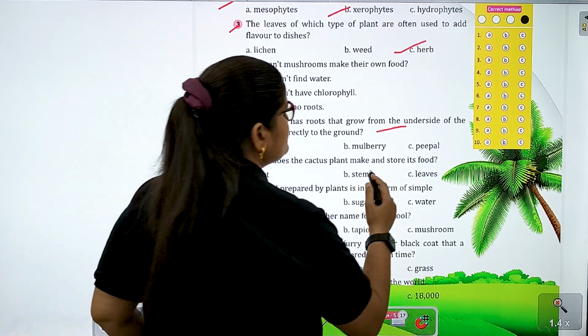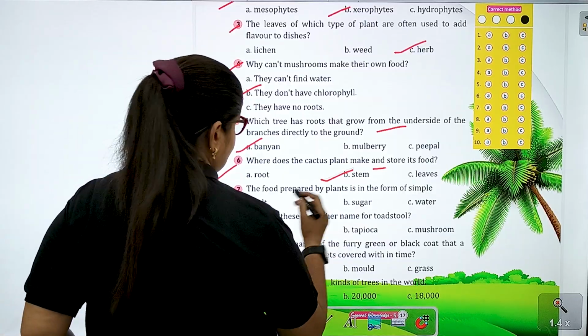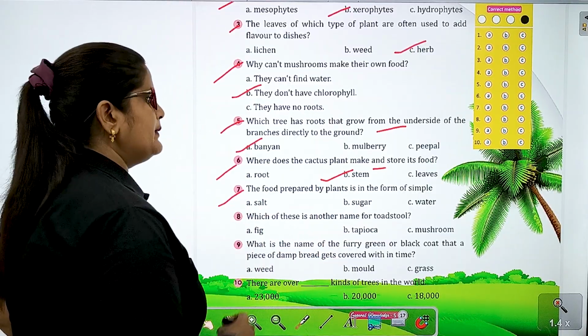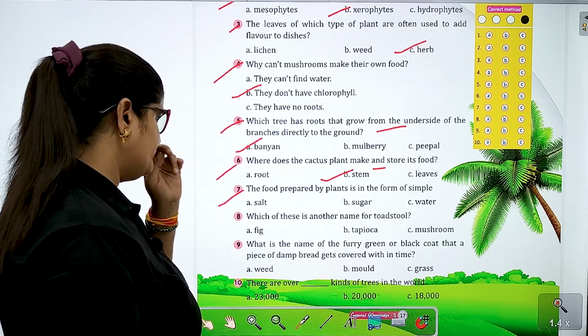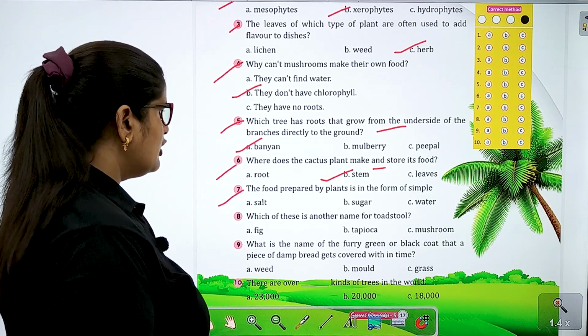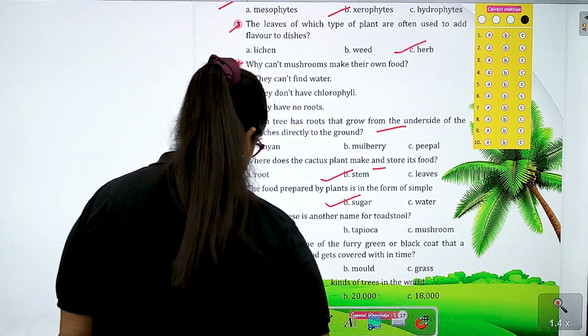Where does the cactus plant make and store its food? Option B, stem. The food prepared by plants is in the form of simple sugar. So in number 7, option B, sugar is made by the plant.